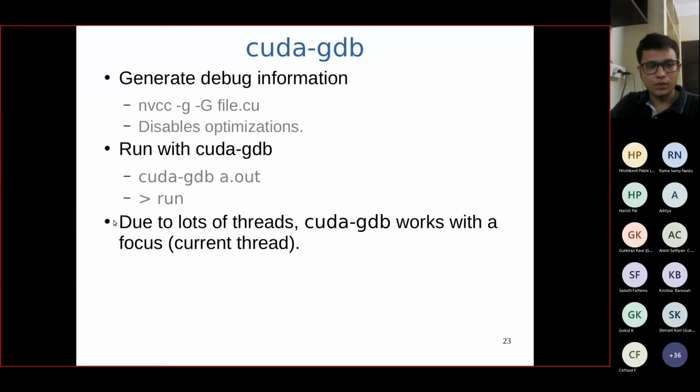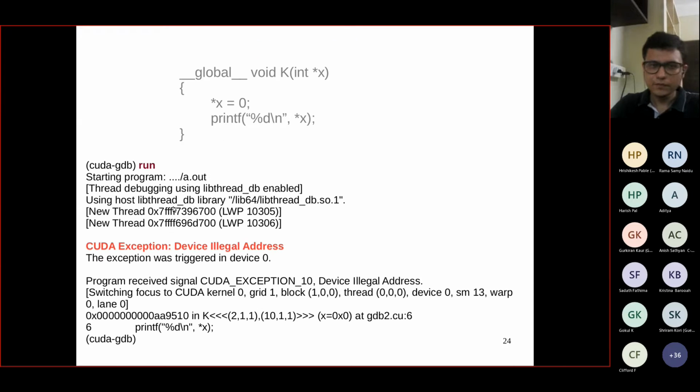One more point to note is that since a CUDA program might be running with a large number of threads, cuda-gdb provides some notion of focus. We can focus on a particular warp, a particular thread block, or a particular set of threads. We can switch our focus to a particular thread, warp, thread block, or even a particular kernel or grid.